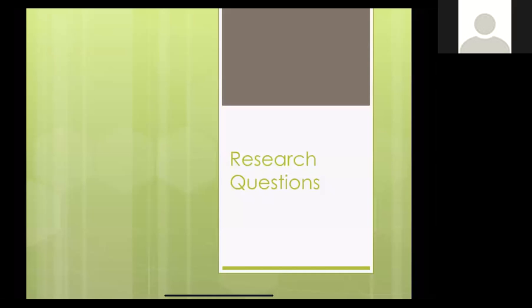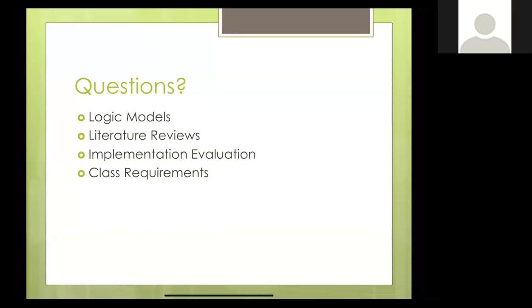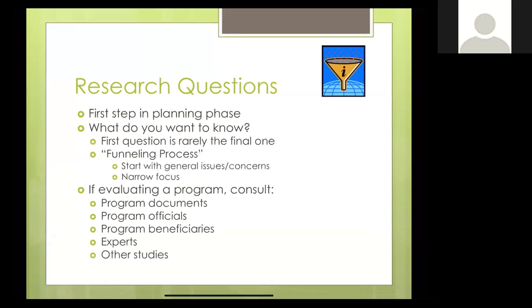We've done the logic model, we've done the lit review, we've done the implementation evaluation. We really know how the program works and what's been researched before. Now we have to focus on designing our own evaluation study and how we come up with the research design for that. One of the first things is the research question. We've covered these other items, but as we get into research questions, we're really looking at this first step in the planning phase.